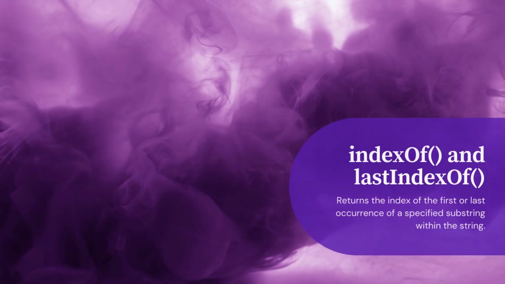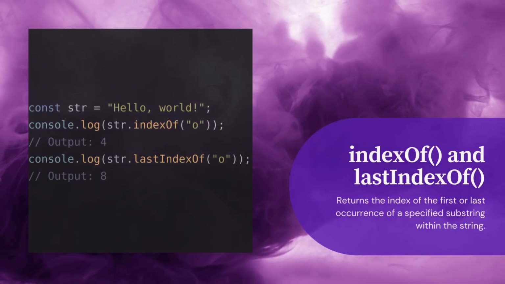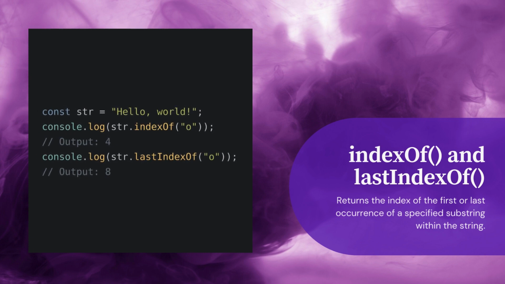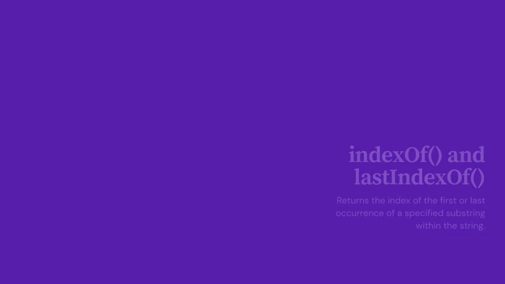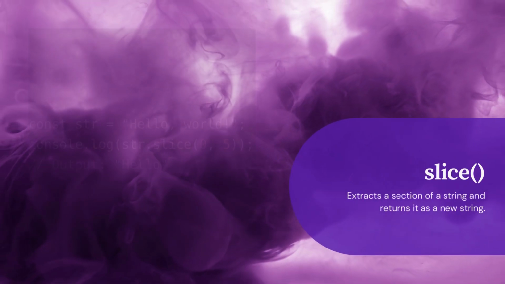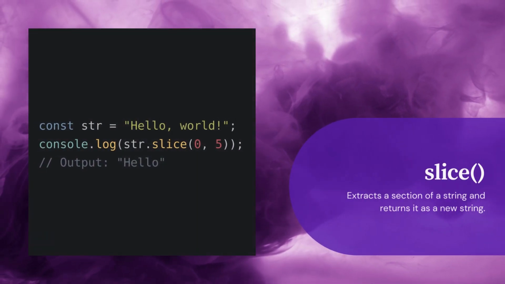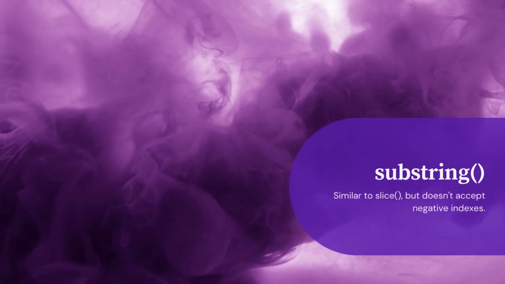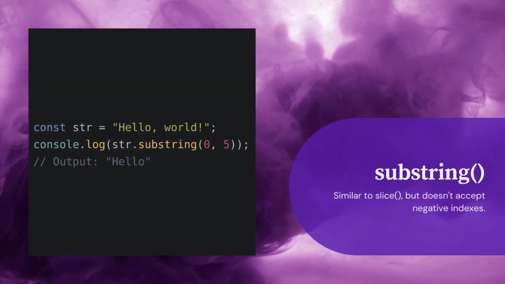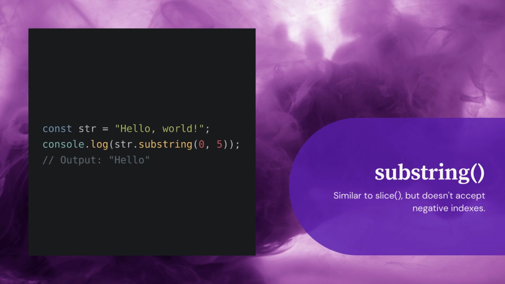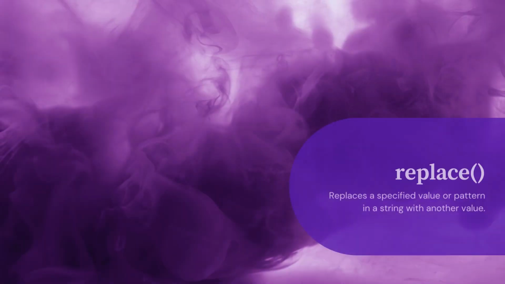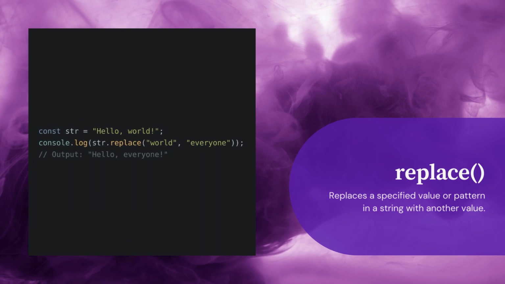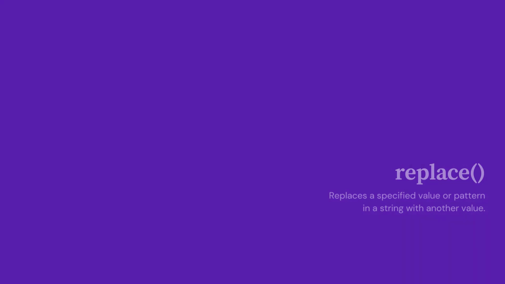indexOf and lastIndexOf return the index of the first or last occurrence of a specified substring within the string. slice extracts a section of a string and returns it as a new string. substring is similar to slice but doesn't accept negative indexes. replace replaces a specified value or pattern in a string with another value.